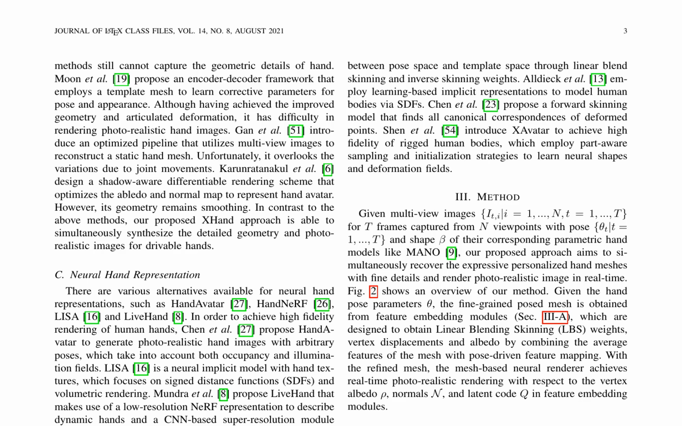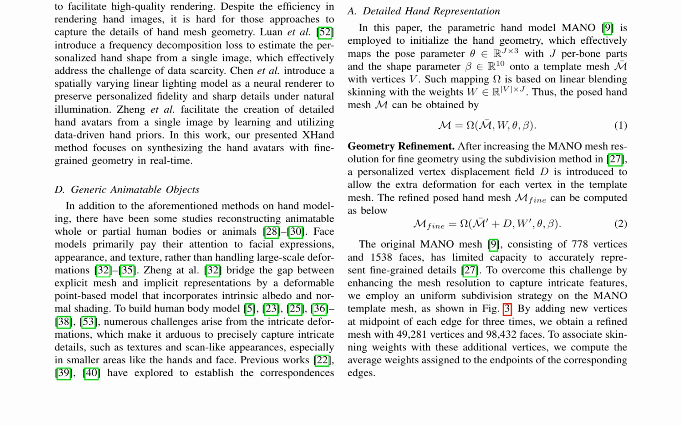The paper also discusses various alternatives available for neural hand representations, such as hand avatar, hand RF, LISA, and live hand, which focus on signed distance functions, SDFs, volumetric rendering, and neural implicit models with hand textures. However, these methods have difficulty capturing the details of hand mesh geometry.